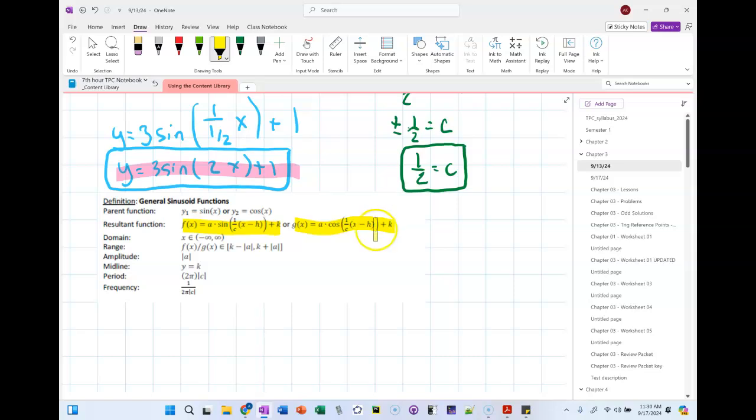key attributes. So if I look, the amplitude, I can find it's just the absolute value of a. The midline is just y equals k. The period is 2 pi times the absolute value of c.